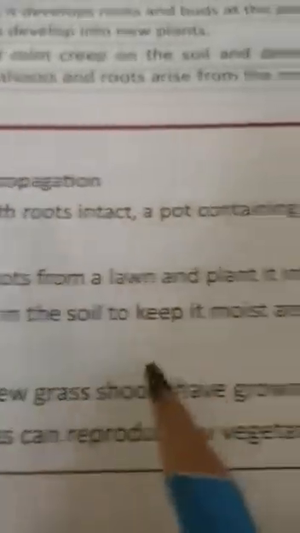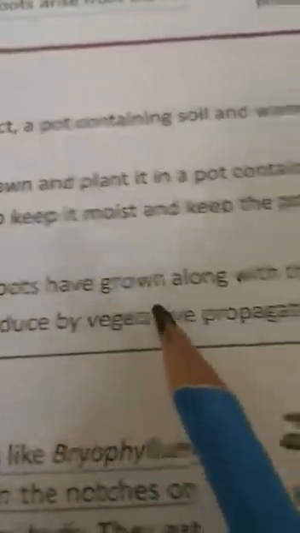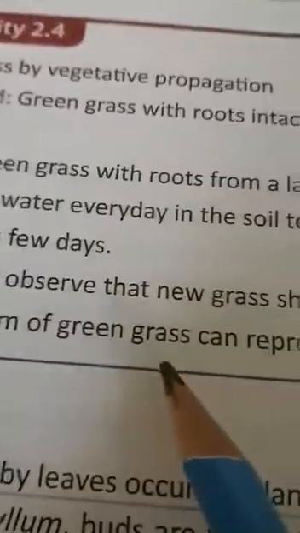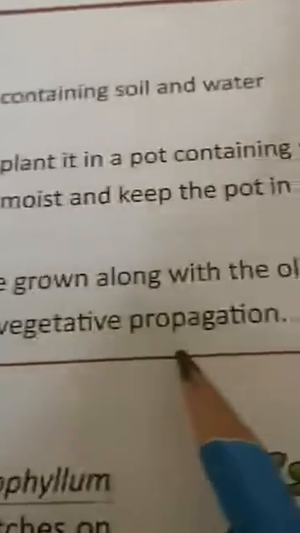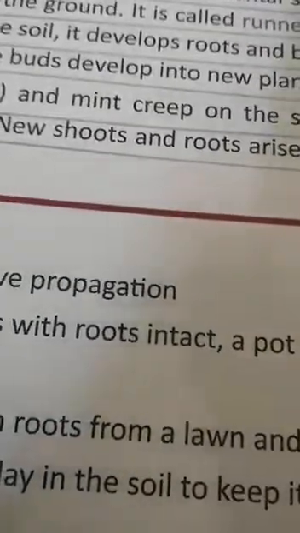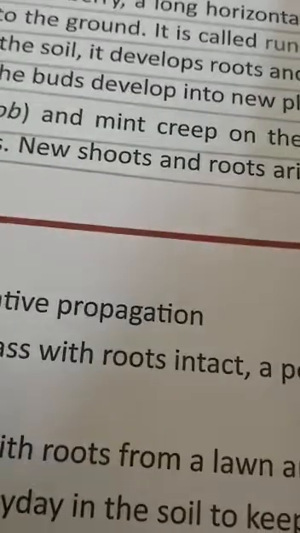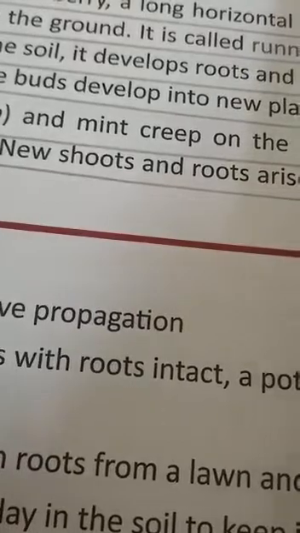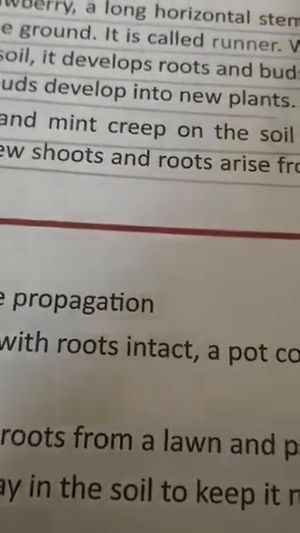Now for this activity we have to take some grass which has the intact root and put it in the pot, and then sprinkle water every day. Then we observe new grass shoots are growing along the old ones. So the aerial stem of the green grass can reproduce by vegetative propagation. Have you understood this? Okay. So today we have understood the vegetative propagation by underground stem as well as by the aerial stems. Okay girls.